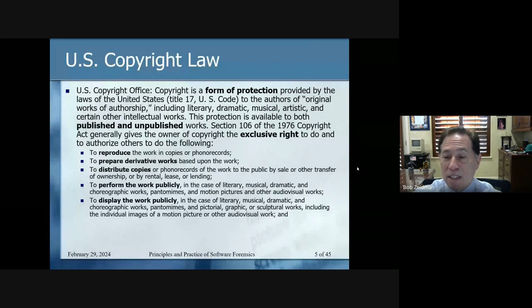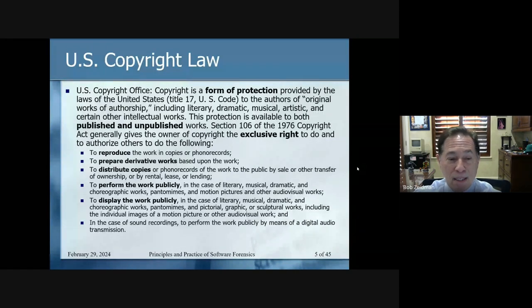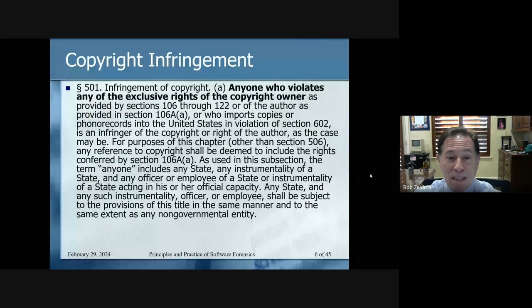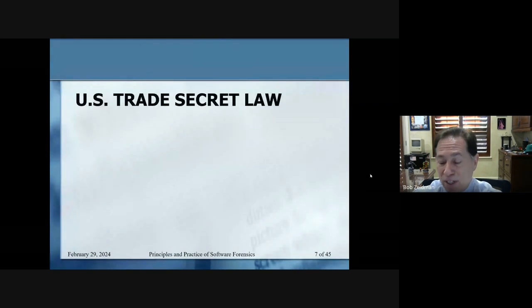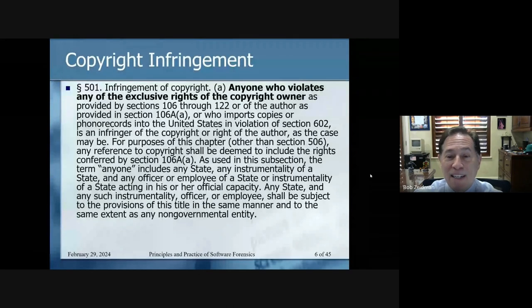These things cover things like writing, novels, books, music, television shows. There's a special section of rights for sound recordings, which again, don't apply to software. But to infringe a copyright is anyone who violates any of the exclusive rights of the copyright owner without permission. In other words, anyone who performs any of those activities without the permission of the owner of the copyright.